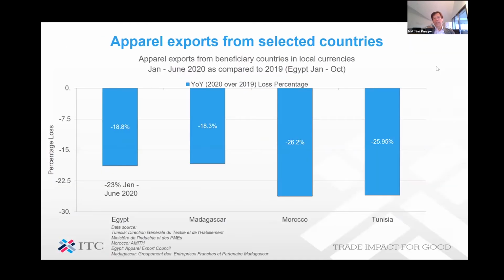If we now just look into statistics, and these are the export statistics from the selected countries in local currencies, we clearly see a big picture. We see exports are dropping, about 26% for both Morocco and Tunisia. And this is for the first semester 2020 as compared to the first semester 2019. 18% in Madagascar, and about 23% in Egypt, but we already got the figures for Egypt for October, so January to October, and it has been going down to only minus 19% from January to October. This is probably something also happening in the other countries if we get more updated statistics.